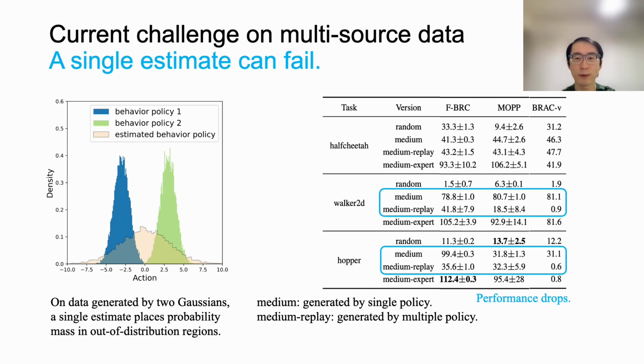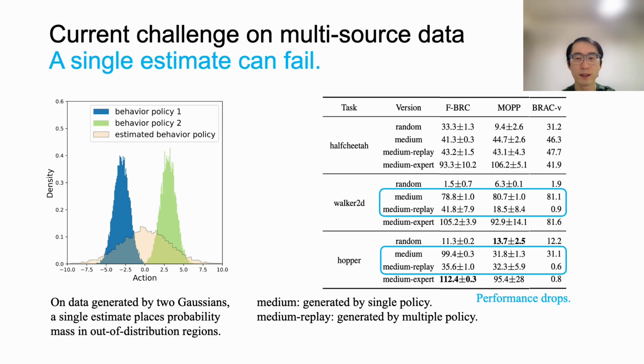On the right, I show the performance of some algorithms on the D4RL datasets. The numbers are the performance percentage relative to the expert policy. The medium versions are generated by a single policy, and the medium replay versions are the training data for the policy. So the medium versions are single-source data, while the medium replay versions are multi-source.